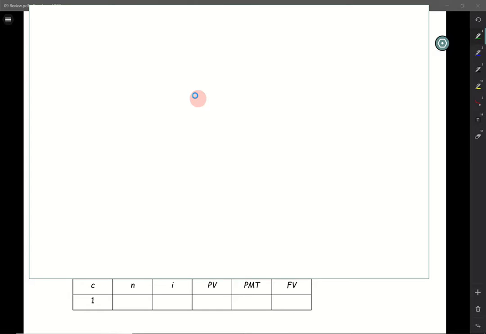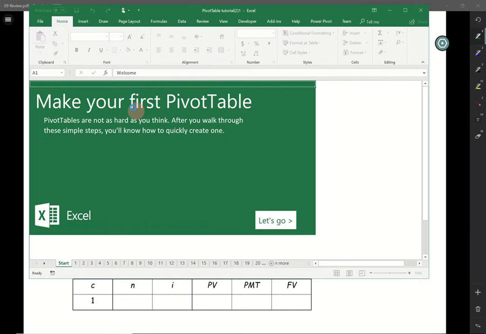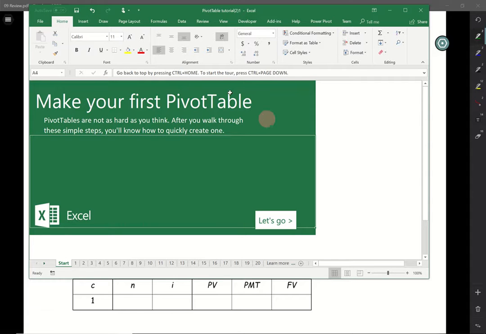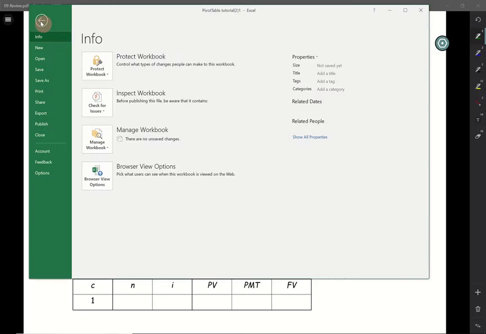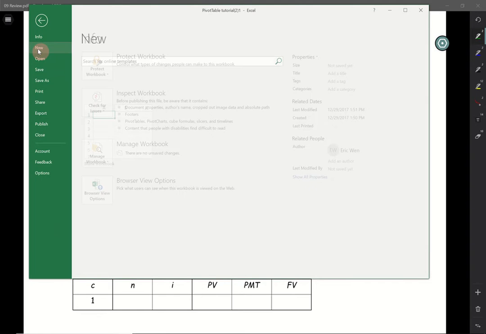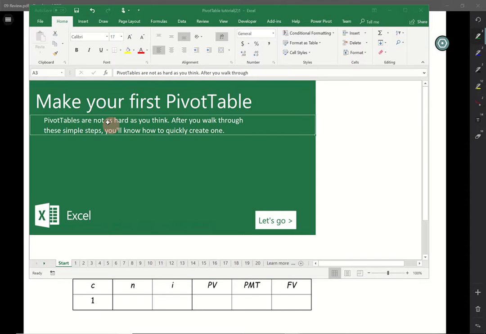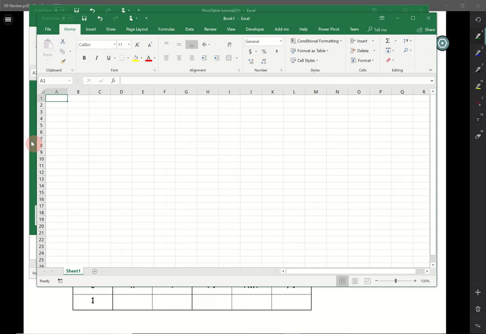It's good practice to just jot down that little compounding. Why is it doing this? Sorry. Well, if you get a new worksheet, that's actually good advice. Pivot tables are not as hard as you think, but anyway.